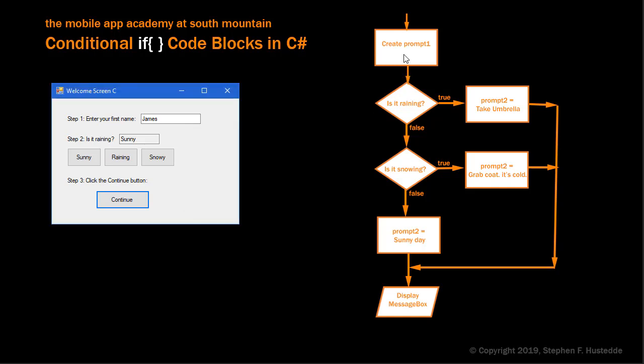This can be represented in this structure in which we have an if Boolean expression, and if that's true, it's going to do this item. We're going to set the prompt 2 to take an umbrella. If it's false, we're going to do another if expression. And if that's true, we'll set the prompt 2 to grab coat, it's cold. And if that one is also false, then we'll set our prompt to sunny day.